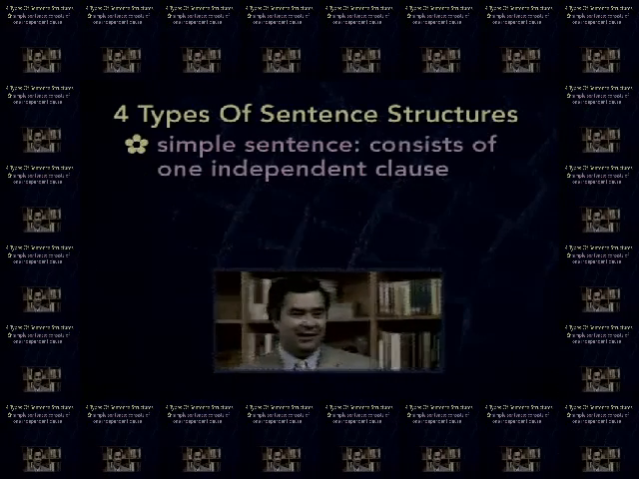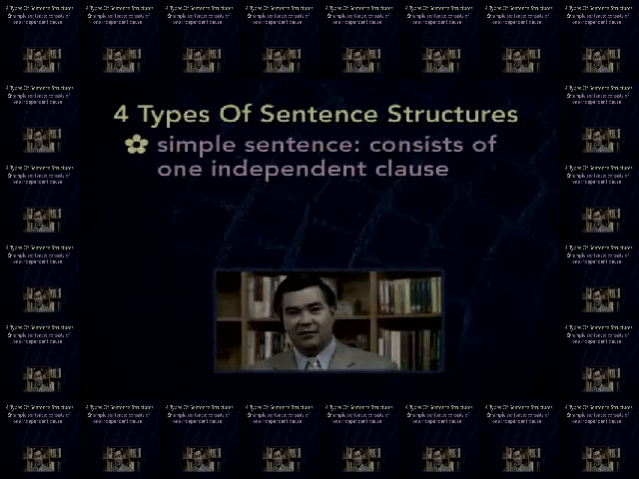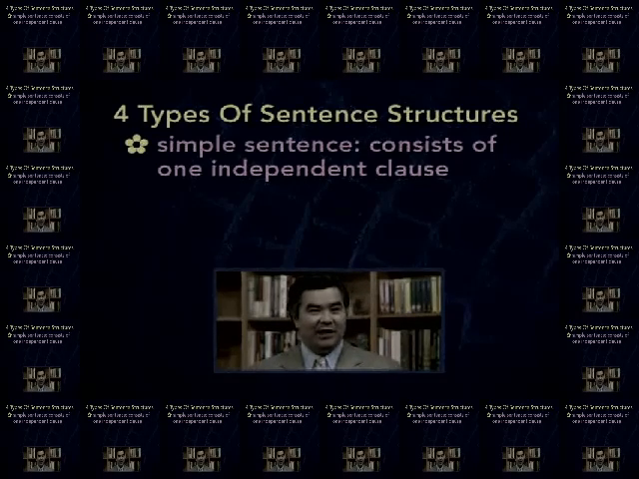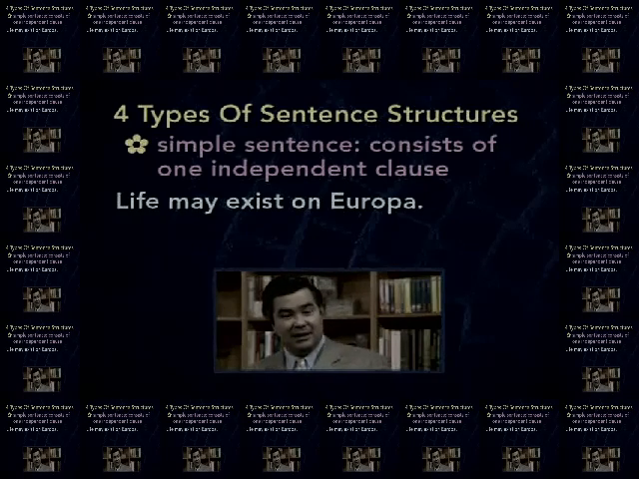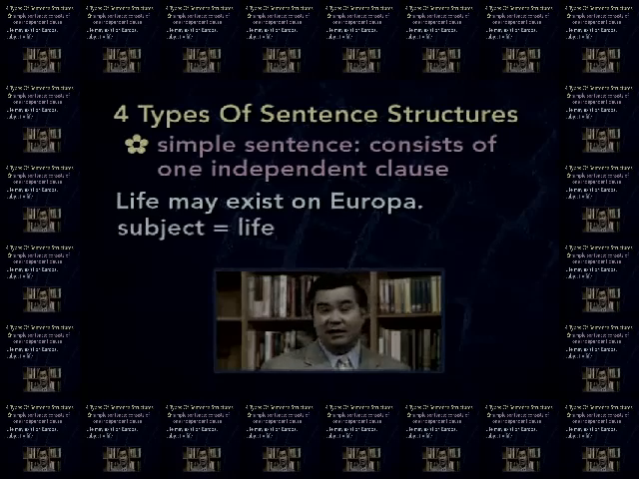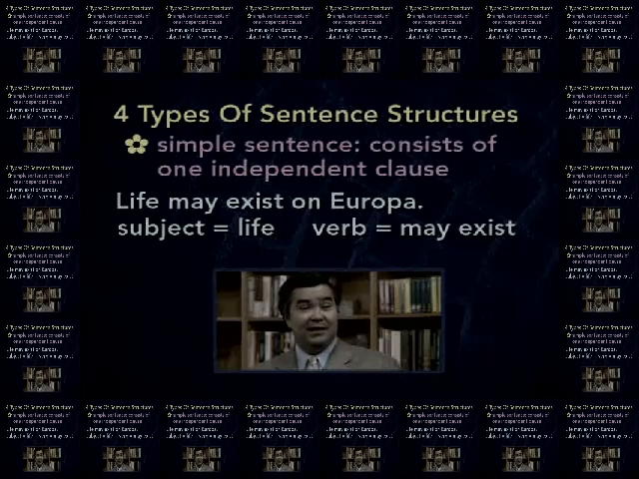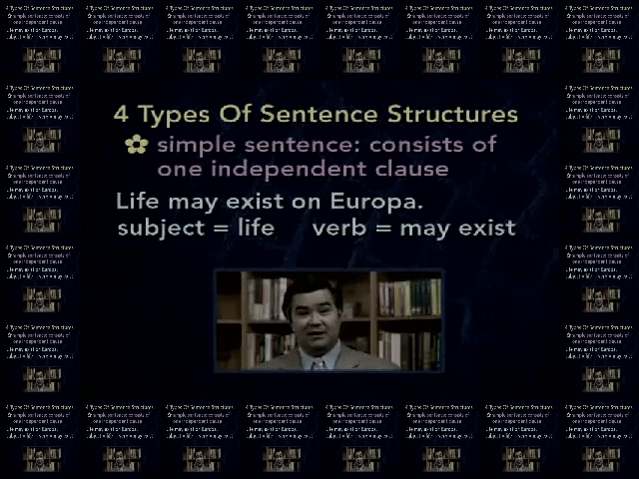First, a simple sentence. A simple sentence consists of one independent clause. Remember, an independent clause can stand alone as a sentence, and when it does, the result is what we call a simple sentence. For example, life may exist on Europa. This simple sentence contains the subject, life, the verb, which has 2 words, may exist, and taken together it is one clause, one independent clause, and therefore a simple sentence.